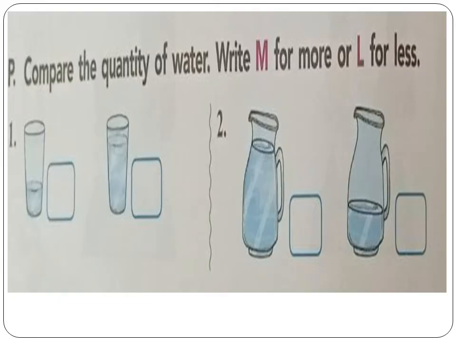Read the question given. Compare the quantity of water. Write M for more and L for less. Here you can see two identical glasses, but the quantity of the water differs. So what you have to do? You have to compare the quantity of water and mark M for more and L for less. So the first glass has got less water, so you have to mark L. The second one has got more water, write down M.